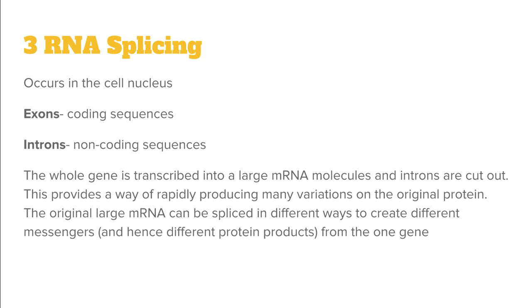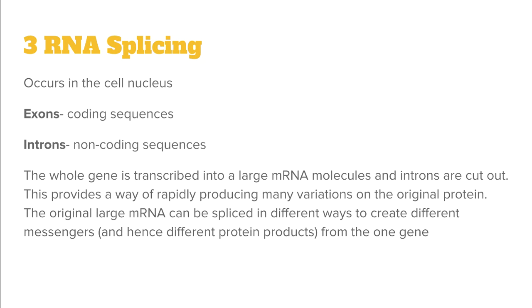The third process is called RNA splicing, and this occurs again in the cell nucleus. So in our RNA molecule, there are what we call exons and introns. Exons are coding sequences, so they contain the codes for amino acids. And introns are non-coding sequences, so they don't actually code for any amino acids, so therefore they're not important in the production of a polypeptide.